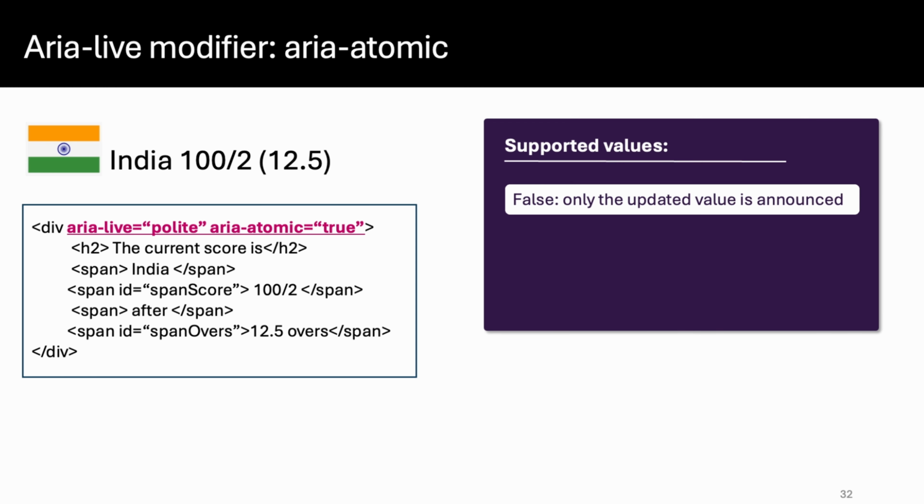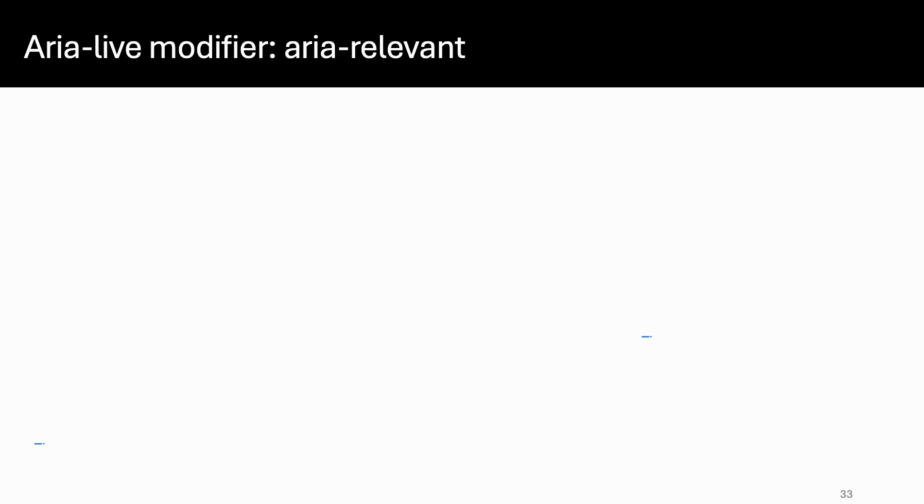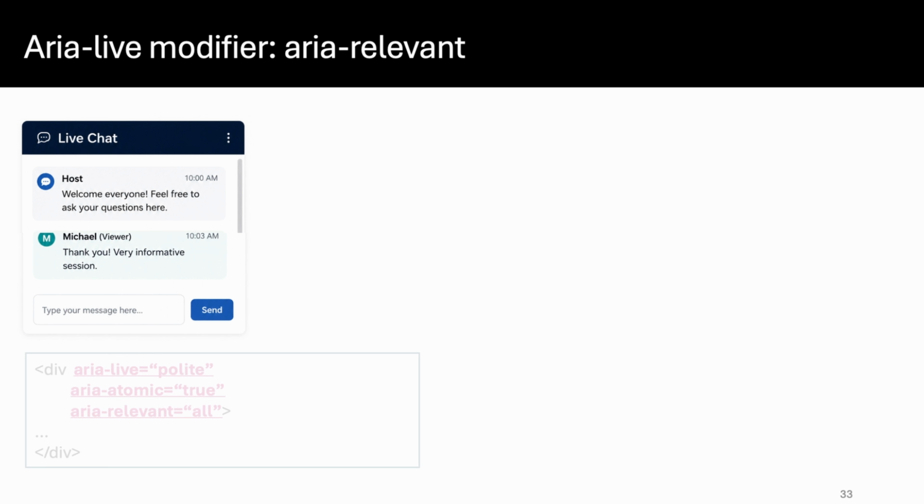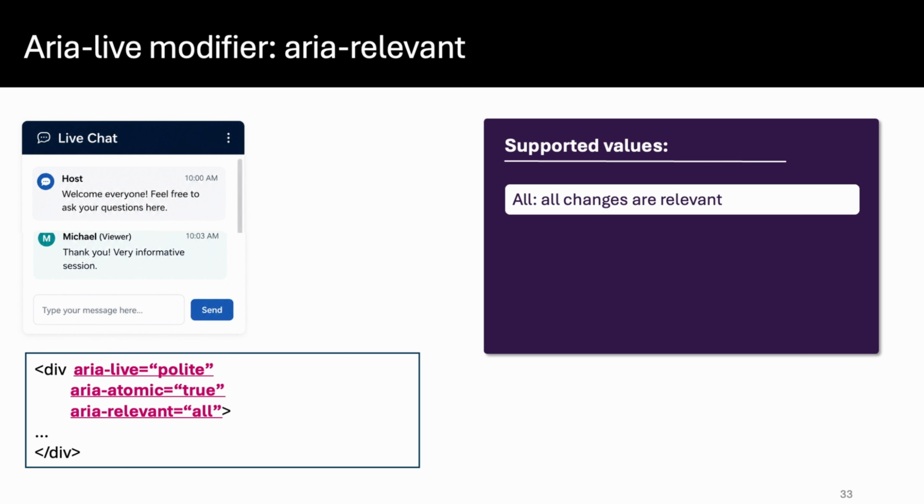Aria-atomic answers the question, does the changed word make sense alone? And the supported values are false and true. Then we have another modifier called aria-relevant. Aria-relevant tells which type of changes should be treated as relevant. Is it only new content being added, or text changing, or content being removed, or all of the above?